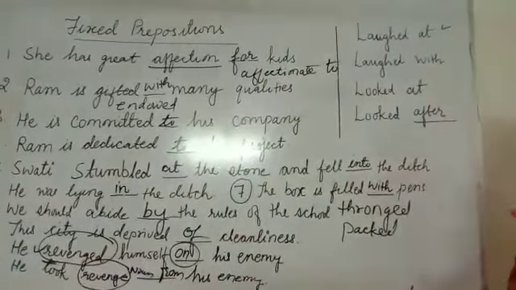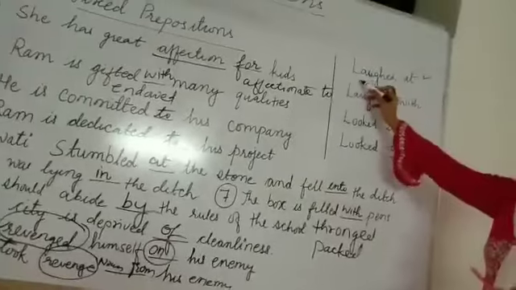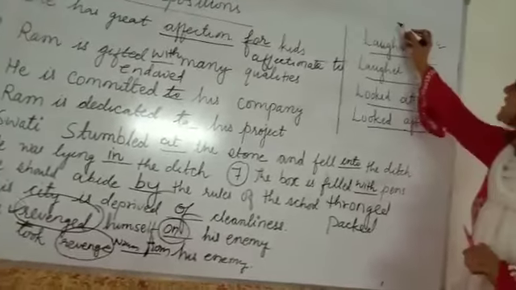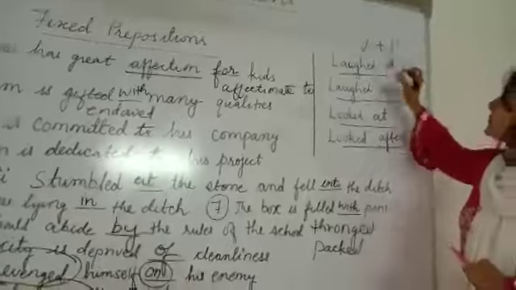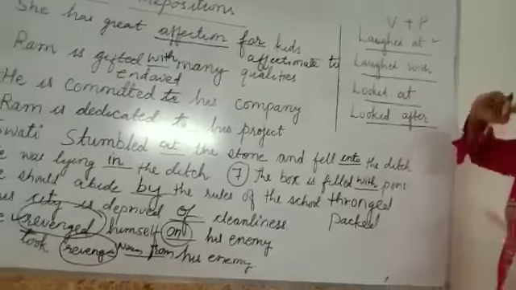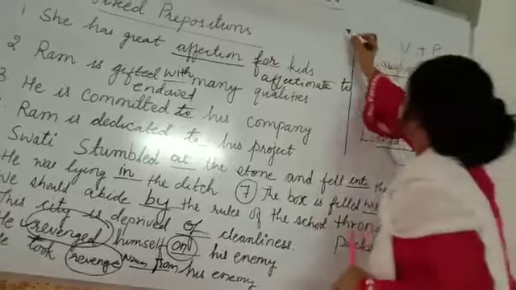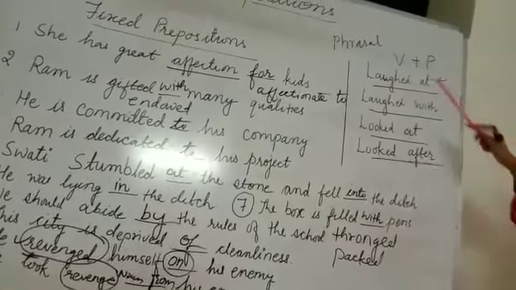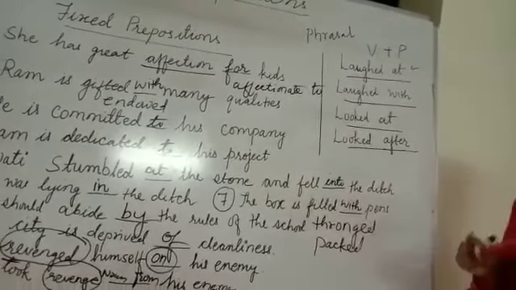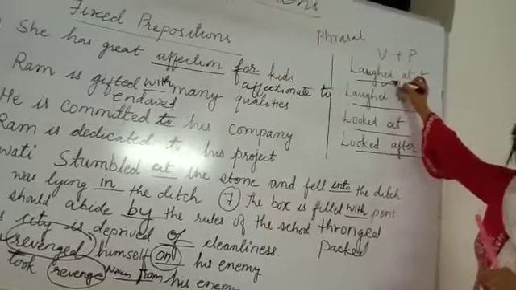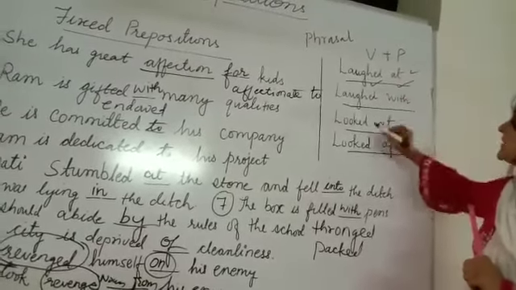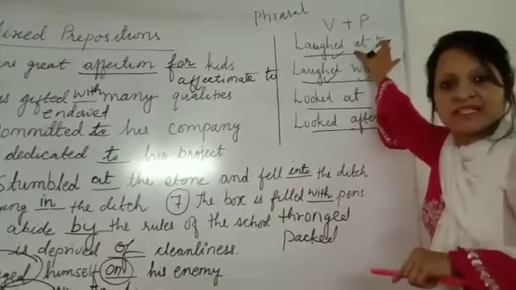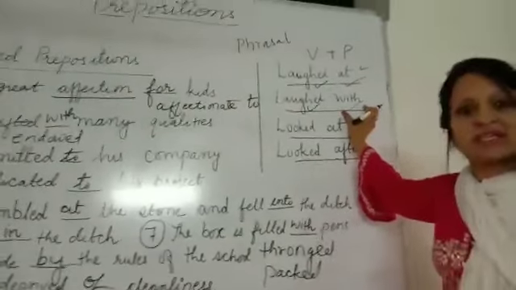Now I would like to tell you some more prepositions. With verbs, whenever these prepositions are used, see, laughed is a verb, at is a preposition. When a verb and a preposition come together, they are called phrasal verbs. Laughed means हंसना. ठीक है? At, यहाँ पर laughed के साथ with. But when we use at, the meaning is different. When we use with, the meaning is different.